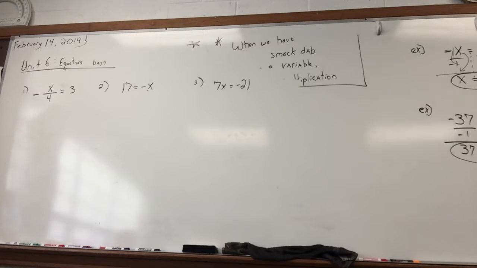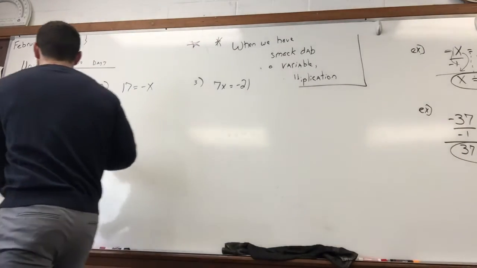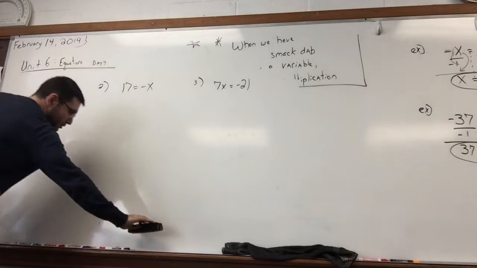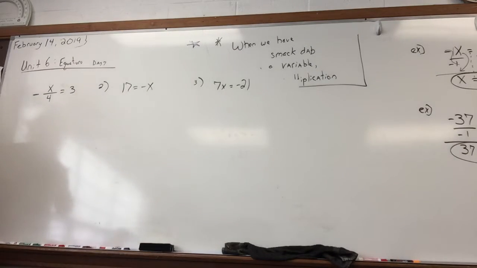Okay, so right now, the biggest problem that I'm seeing in number 1 is you trying to change how I wrote it. A lot of you are doing this. And Noah, can you read this correctly for me? Negative x divided by 4 equals 3. So it's a division problem. If it's division, we know the inverse has to be what, Weston? Multiplication.